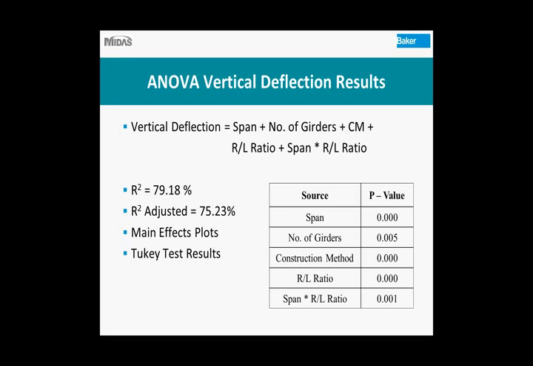So for the next few slides, we're going to go over some of the main effects plots and Tukey test results for vertical deflection, look at how span is influencing the vertical deflection and how the number of girders is, etc. And that table there is just showing that all the factors that we have included in our model have a very small p-value. That just means that all these factors are statistically significant in predicting our vertical deflection, so they should be included in this model.